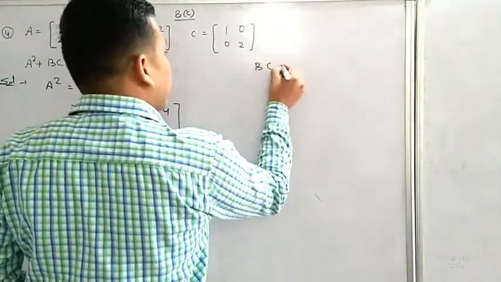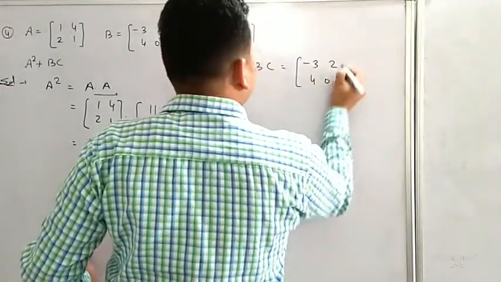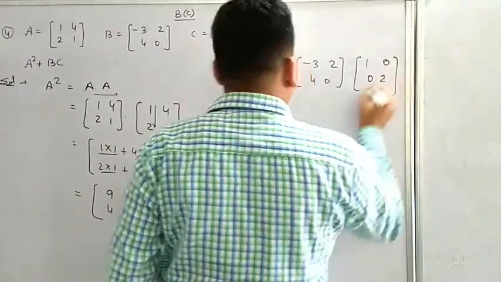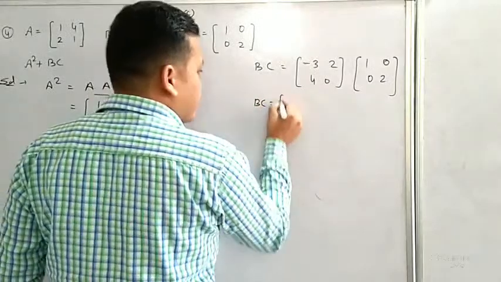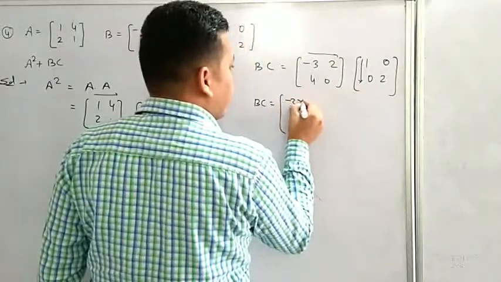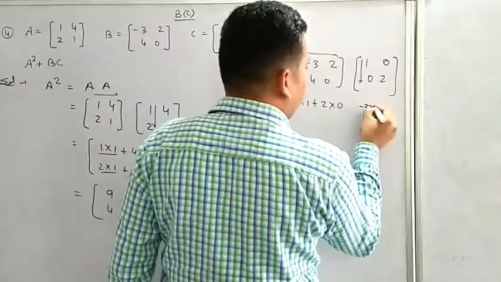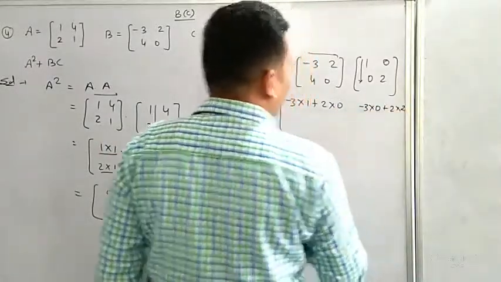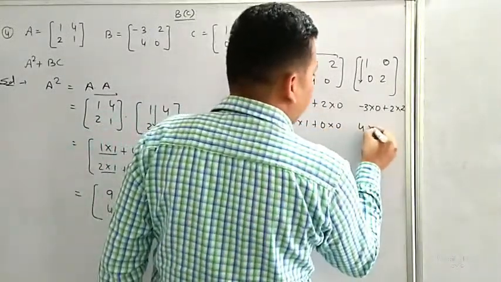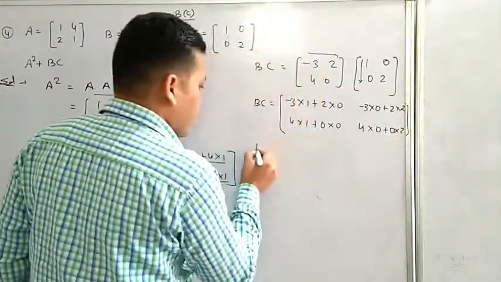Now find BC. BC means B into C. So B is minus 3 2 4 0 and C is equal to 1 0 0 2. You can write your answer in the comment section. What is the product of BC? Immediately you can solve it. First row and first column: minus 3 multiplied by 1 and plus 2 multiplied by 0. Next, minus 3 multiplied by 0 and plus 2 multiplied by 2. Next, 4 multiplied by 1 plus 0 multiplied by 0. Next, 4 multiplied by 0 and plus 0 multiplied by 2. So this is the product of B into C.